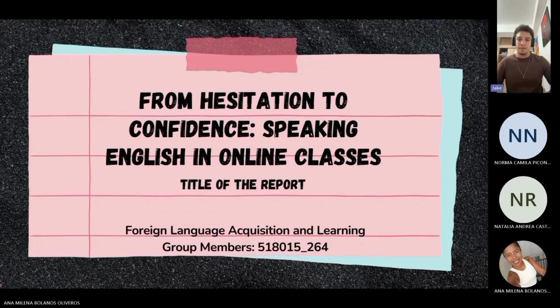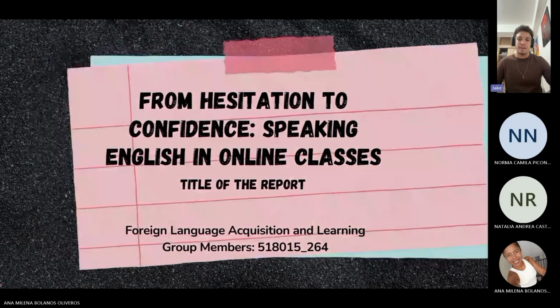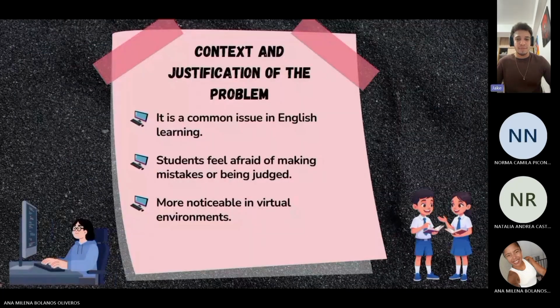Our group chose this topic because it is a common situation in many English classes. Students often fear making mistakes, being judged, or feeling embarrassed when speaking a foreign language. This fear can limit their participation and affect their learning process. This problem often arises in virtual learning environments where students may feel more exposed when speaking or less connected to the others. As a result, they may initially stay hesitant or feel insecure about participating orally. However, in the observation session on oral composition, the situation was addressed in a positive way.